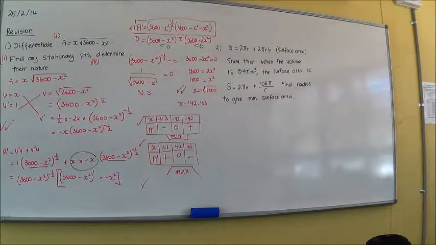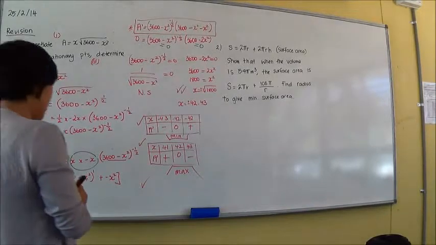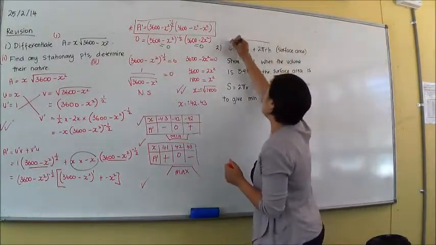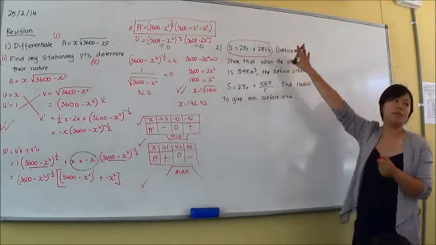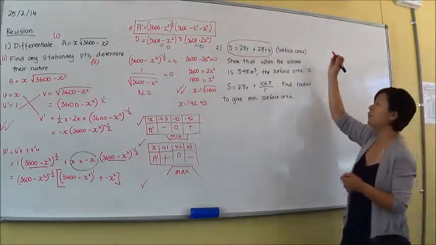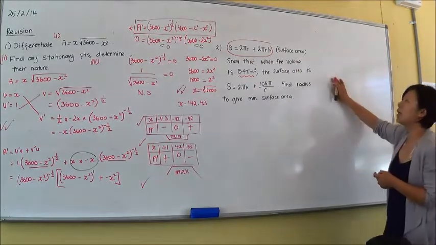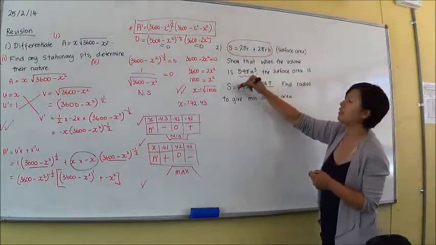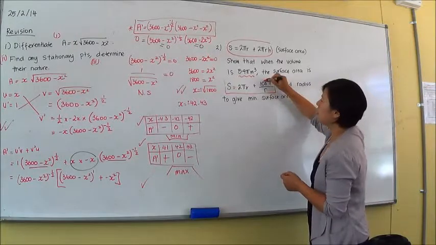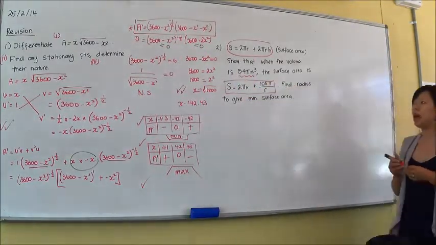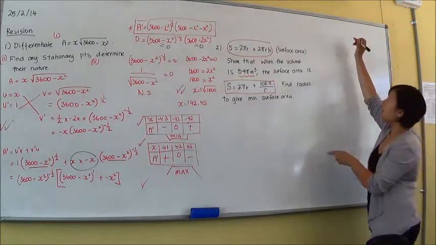Alright, so question 2 is a minimum and maximum problem. They've given you the surface area for a cylinder, they've given you that rule, and they've also given you the value for volume. So now the first part is show that the surface area is equal to that equation when the volume is 54 pi. So let's start with volume.